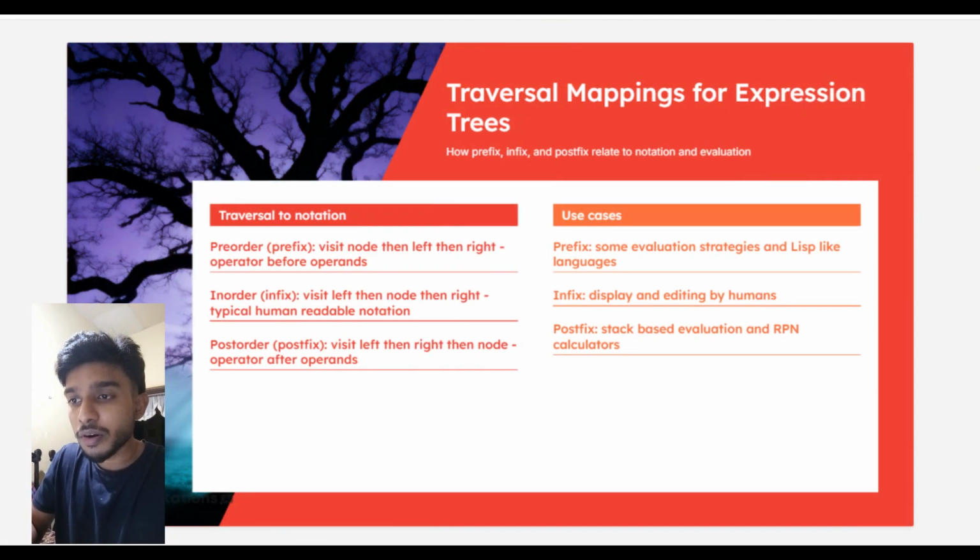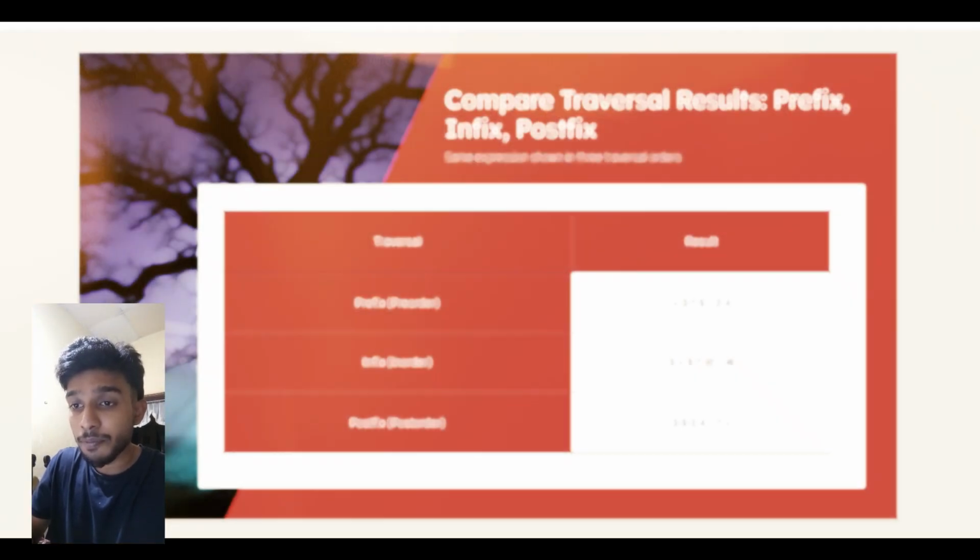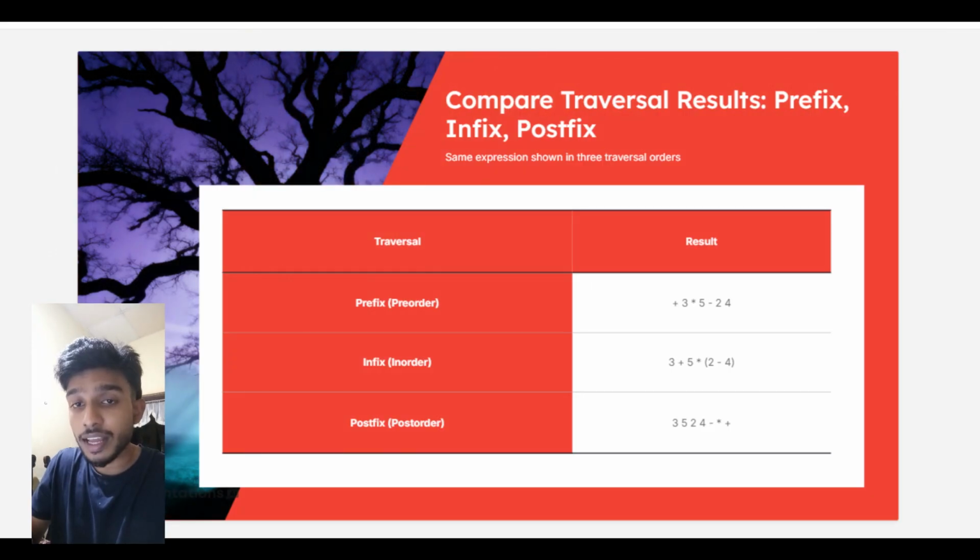Now I'm talking about traversal, mapping and comparing results. One of the coolest things about trees is the different ways of walking through them, called traversal. They give us different expression notations. Expression trees have three different traversals: pre-order, in-order, and post-order.